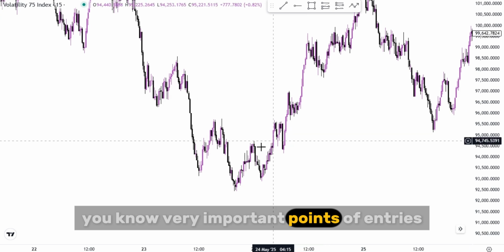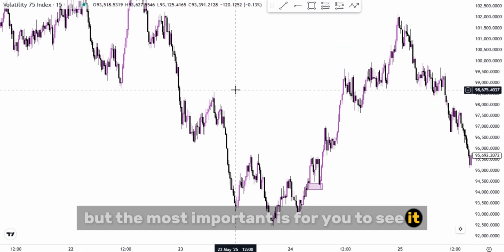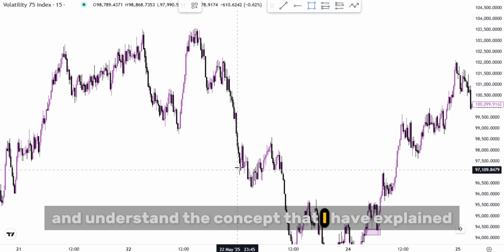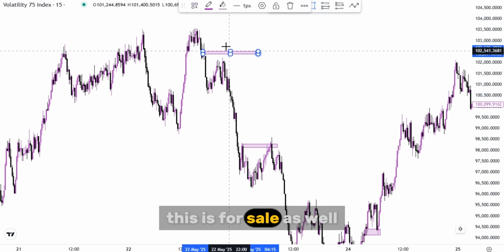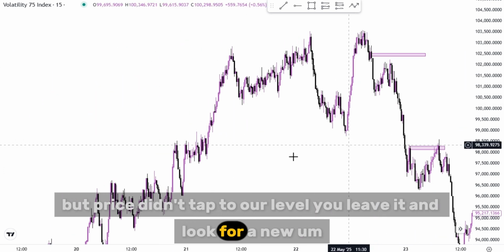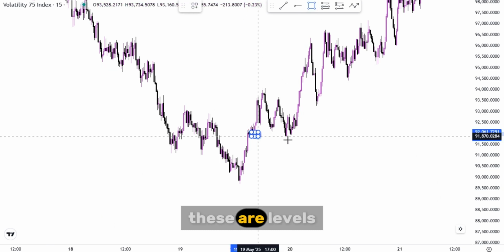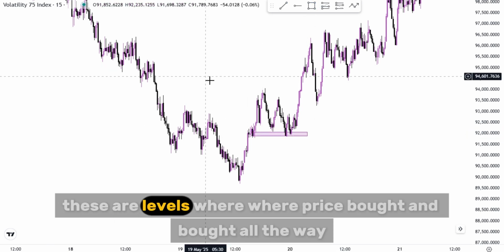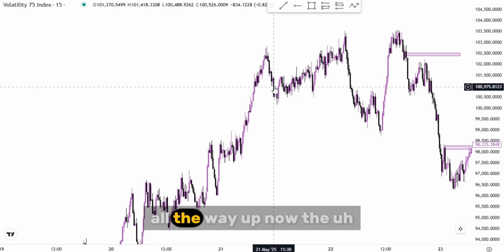Very important points of entries. But the most important is for you to see it and understand the concept that I've explained. This is for sell. Why is this for sell as well? But price didn't tap to our level. You leave it and look for a new trading opportunity. These are levels where price bought and bought all the way up.